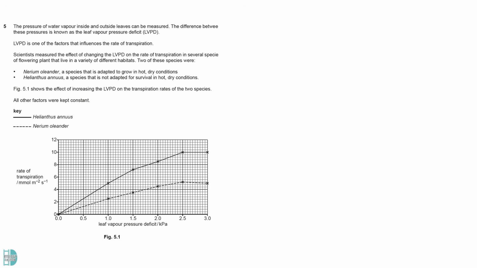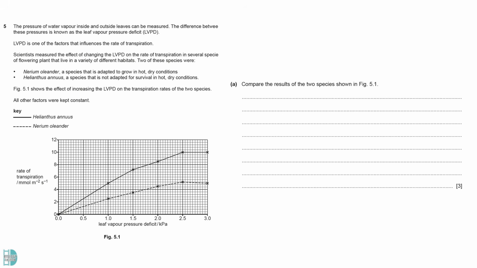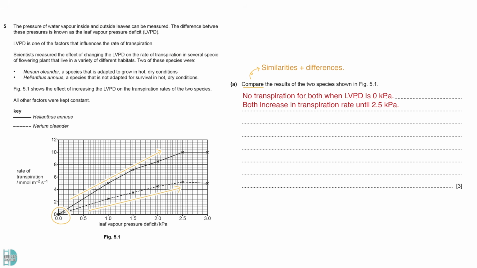Figure 5.1 shows the effect of LVPD on the rate of transpiration in 2 different plants. A. Compare the results of the 2 species. The command word compare indicates that you have to discuss both similarities and differences. The starting point of both lines shows that there is no transpiration when LVPD is 0 kPa. Then, both increase in transpiration rate as LVPD increases until 2.5 kPa.